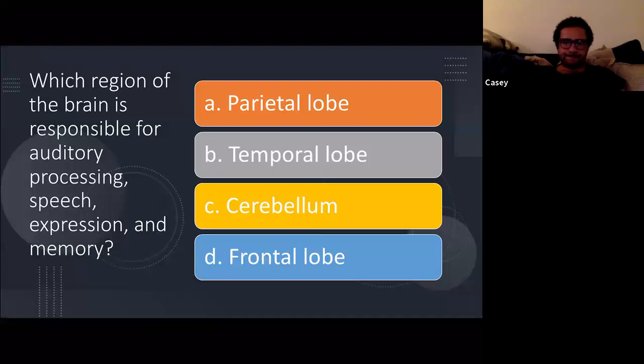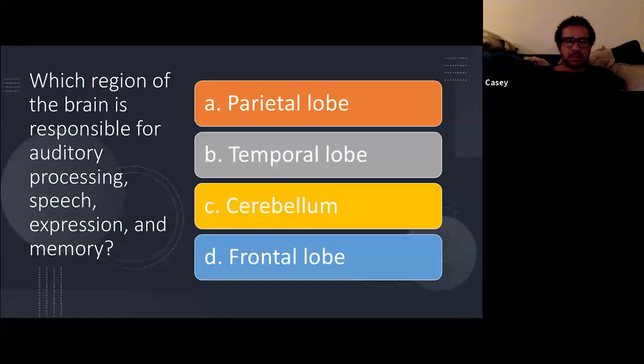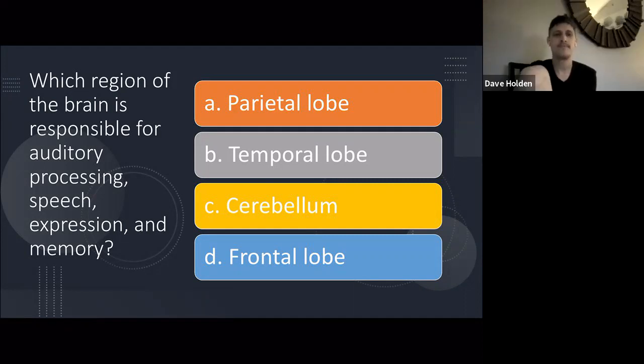Which region of the brain is responsible for auditory processing, speech, expression, and memory? Is it the frontal? Amelia? Temporal lobe. Temporal lobe. Auditory processing, hearing, the temporal lobe is like an earmuff. It's right there. So when you think about temporal lobe, it's hearing and also memory.